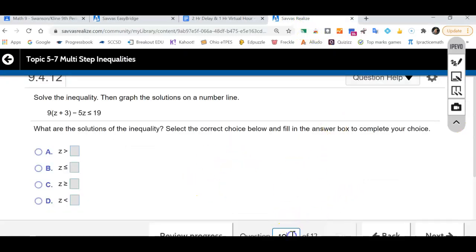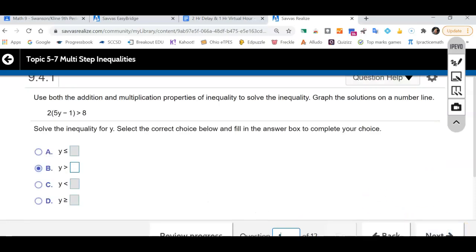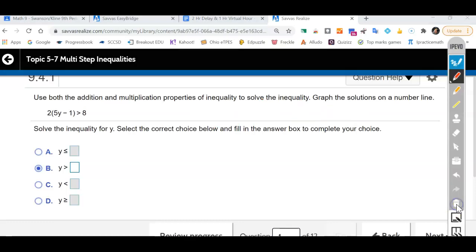All right, so today we are looking at topic 5.7, multi-step inequalities. What that means is we're just putting everything we've done with equations in with inequalities, and we're trying to get you to think through the process and understand why we're doing what we're doing. Okay, so look at this first one: 2 parentheses 5y minus 1 is greater than 8.